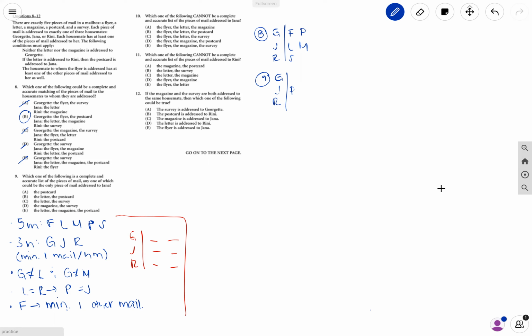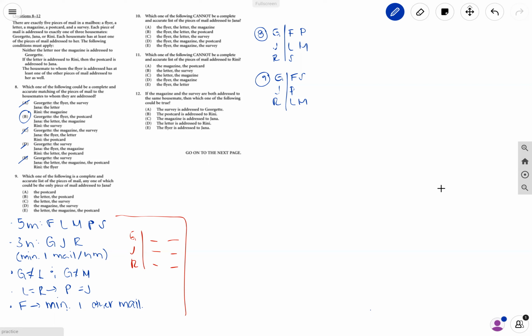So if I put the postcard there, let's put the letter here and the magazine here because G can't have L and M. So if G can't have L and M, and J for this particular question can't have L and M because we want P to be the only thing in there, that means I have to plug in L and M into R. The only things I have left are F and S, and I'm going to put that in G because we want to make sure that if G has F, she has at least one other thing in there.